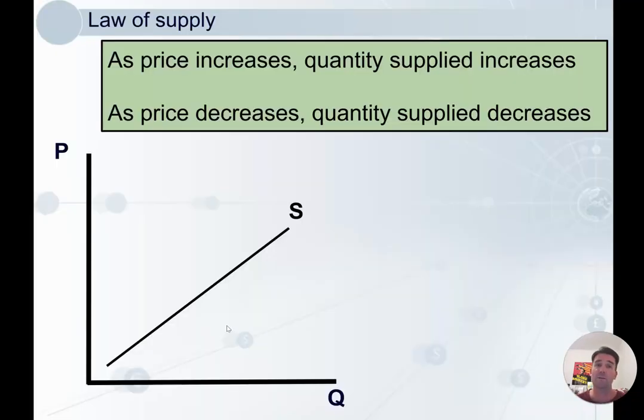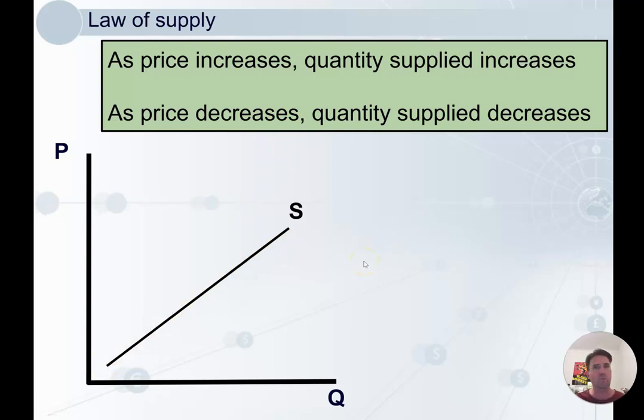All right, the law of supply. Again, similar to demand, but a bit different. So the law is, as price increases, the quantity supplied increases. So we've got this upward sloping curve. And of course, the reverse of that, as price decreases, quantity supplied decreases. We move down along this curve.